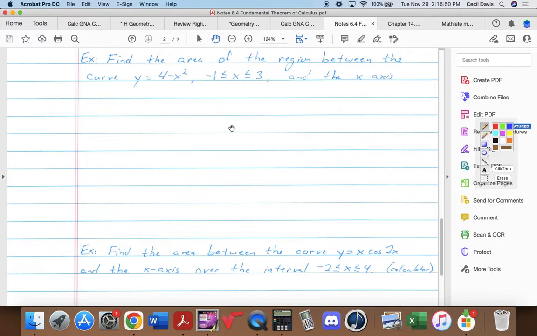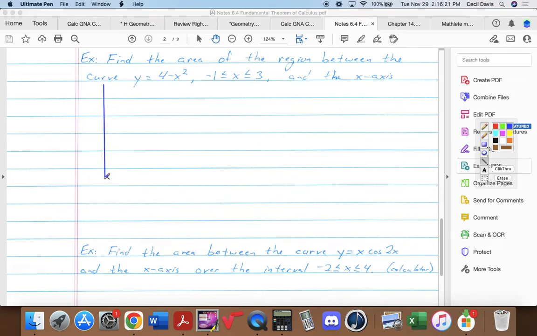Everybody remember that? All right. Here it just says find the area. Area is all positive. There is no such thing as negative area. So we can't just do the integral of 4 minus x squared from -1 to 3. It won't work out. That will give us some sort of displacement area or something, but it's not just area. So we need to draw a quick sketch of this. Let's see. 4 minus x squared from -1 to 3.